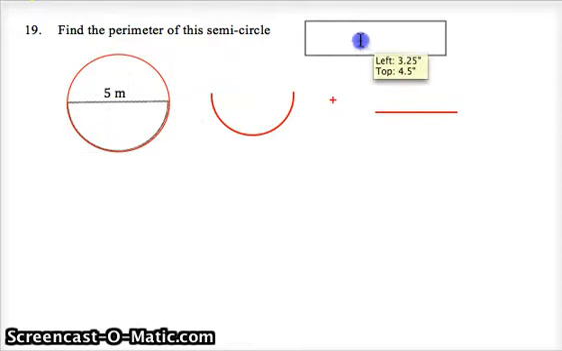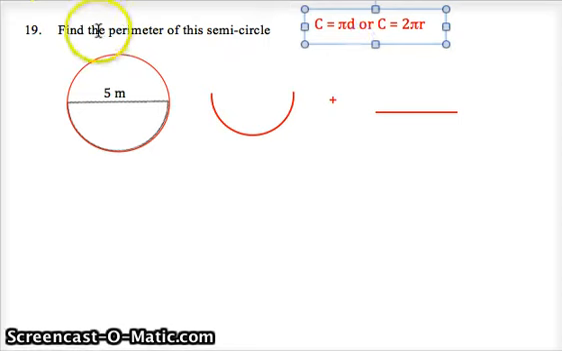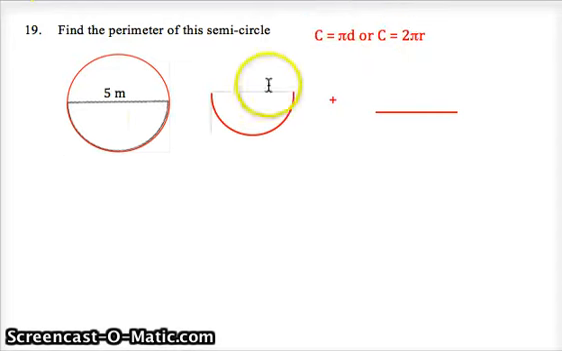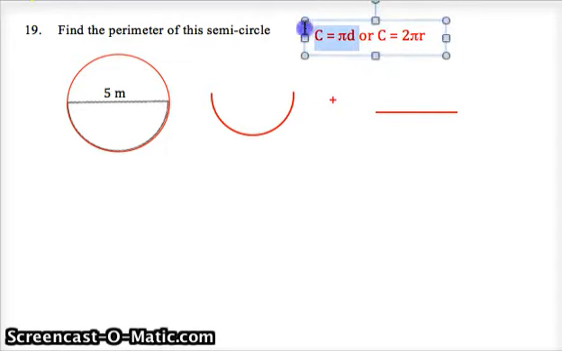So we should really write down what formula we'll be using. Perimeter is the distance around the outside. So distance around the outside of a circle is called the circumference. So we write down the two formulas for circumference because there are two formulas, but we just have to decide which one we're going to use. So we look at our diagram, we see that we've got the diameter. So we're going to use the first formula, circumference equals pi d.